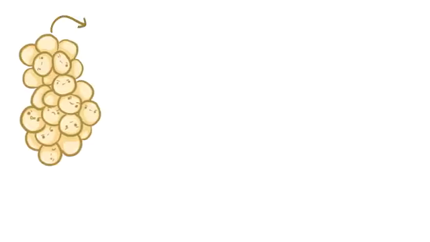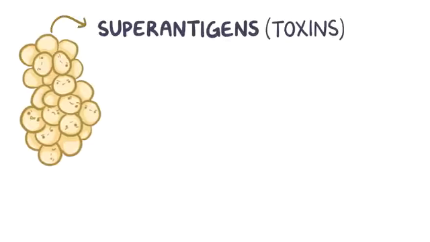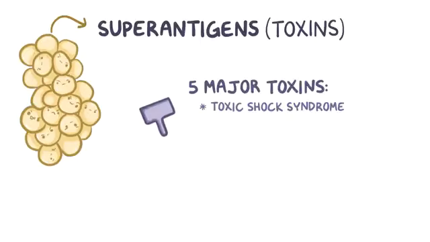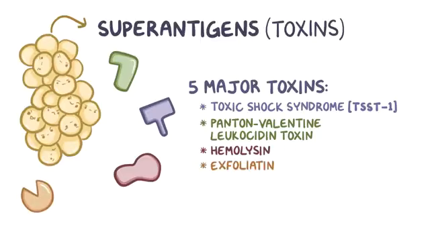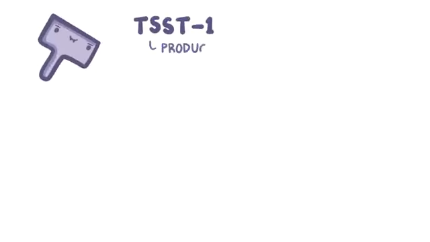If all this wasn't enough, Staph aureus can also release superantigens or toxins. In fact, there are 5 major toxins related to Staph aureus: toxic shock syndrome toxin 1, or TSST1, Panton-Valentine leukocidin toxin, hemolysin, exfoliatin, and enterotoxin. TSST1 is produced at the site of infection and can enter the bloodstream.